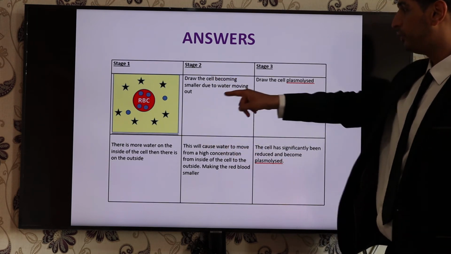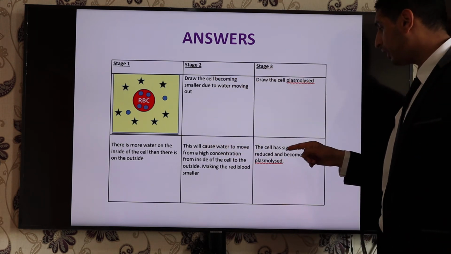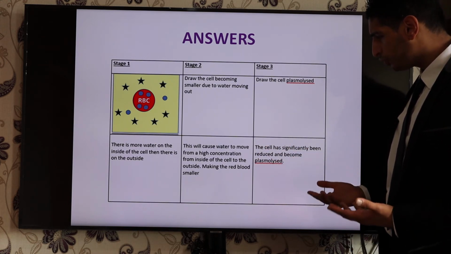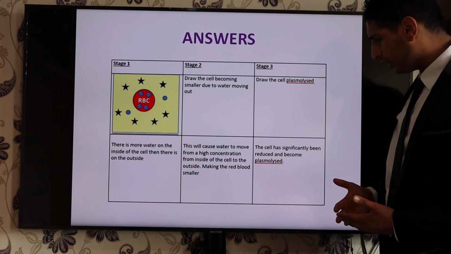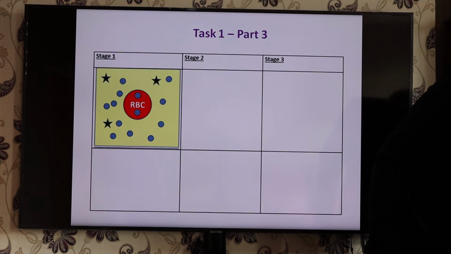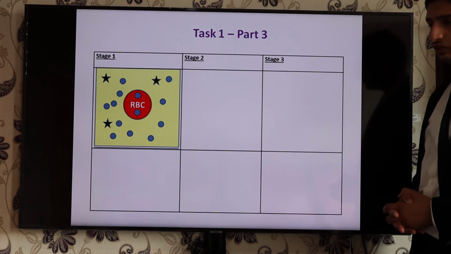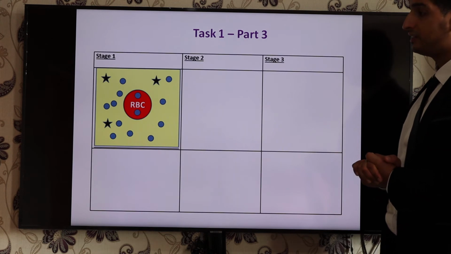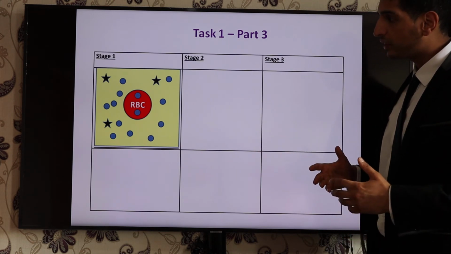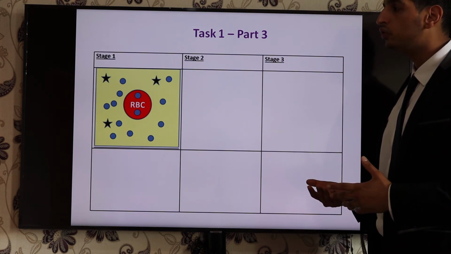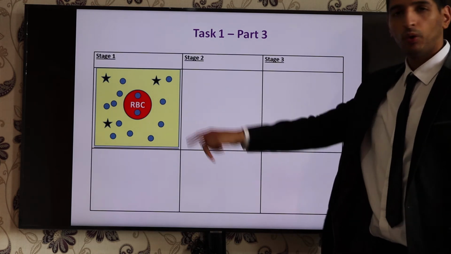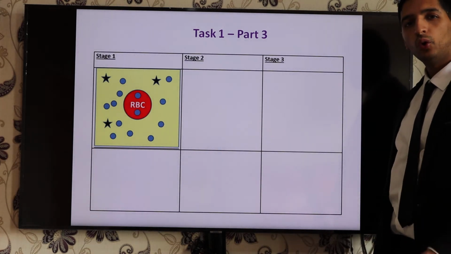As you can see, I will be drawing this smaller, therefore it will become plasmolysed. And the reason why is because this will cause water to move from a high concentration inside the cell to the outside, making the red blood cell smaller. On the other hand, in your exams, they could give you one of these questions. Look at this. This is the exact opposite. Here we have the red blood cell, but this time we put it into a much more concentrated water solution. This time what would happen to the red blood cell? Pause the video, have a go.